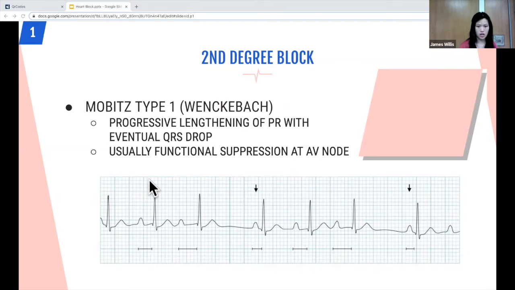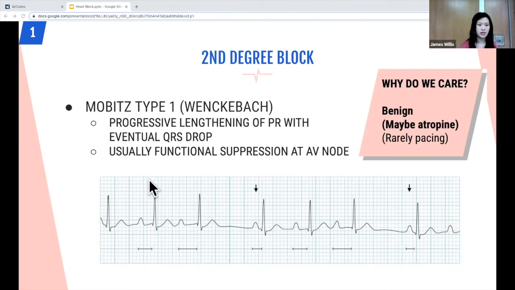Causes of this are similar: beta blockers, calcium blockers, digoxin, amiodarone, increased vagal tone, inferior MI, myocarditis, and issues with valves, so repairs. And why do we care? It's usually benign. Sometimes, rarely, you might need atropine, very rarely pacing, but this one and the first degree block, we generally don't do much about in the ER.